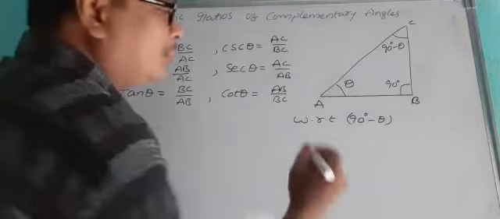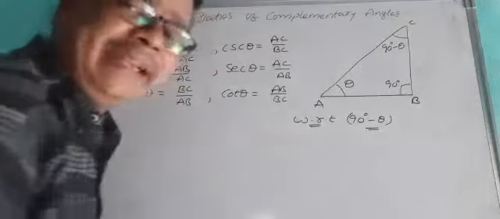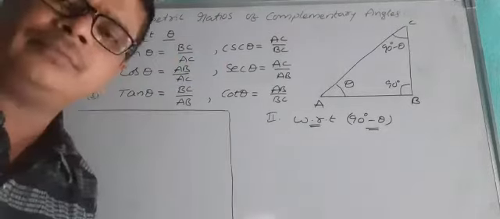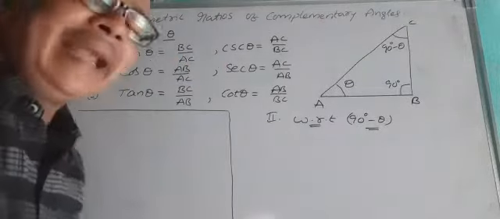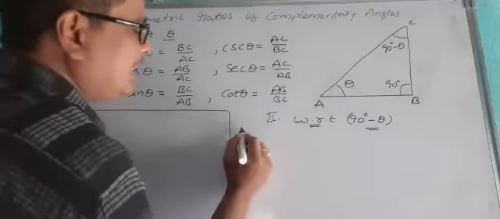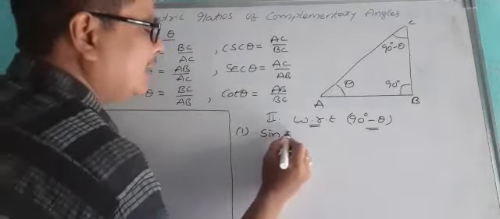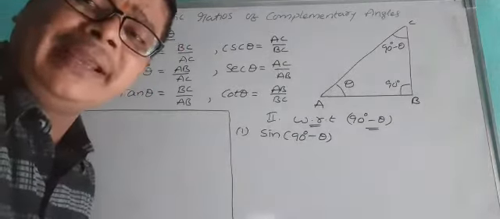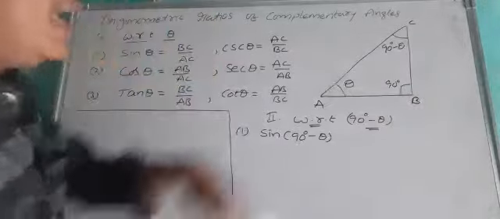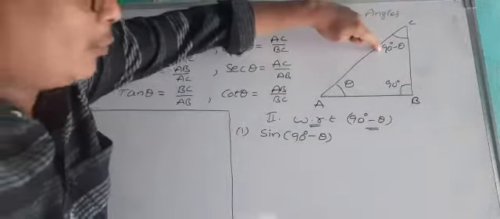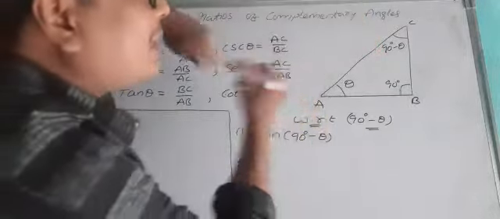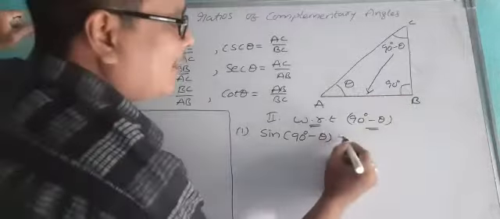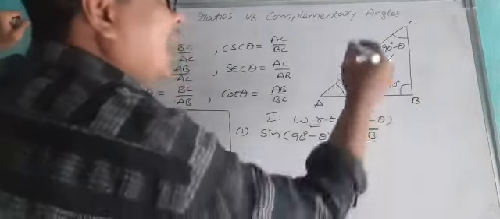Now, with respect to the angle 90 minus theta. First one is sine of 90 minus theta. Where is 90 minus theta located? Angle C. Angle C is 90 minus theta. What is sine? Sine means opposite side of 90 minus theta over hypotenuse. Where is the opposite side of 90 minus theta? That is AB, by hypotenuse.